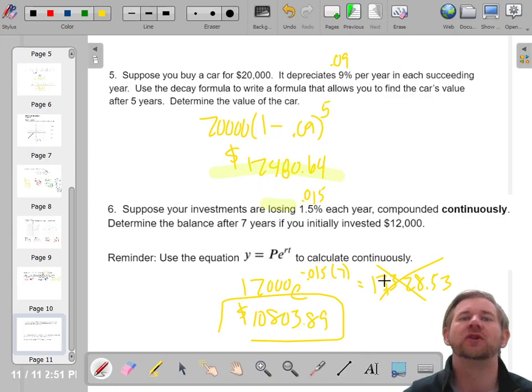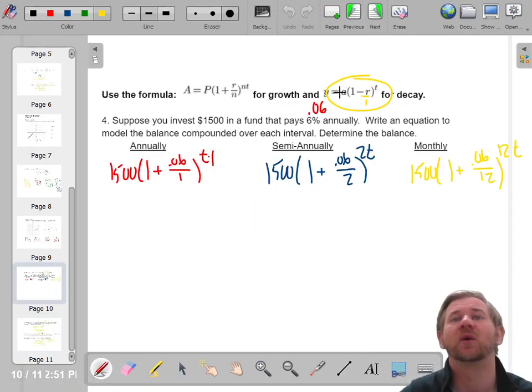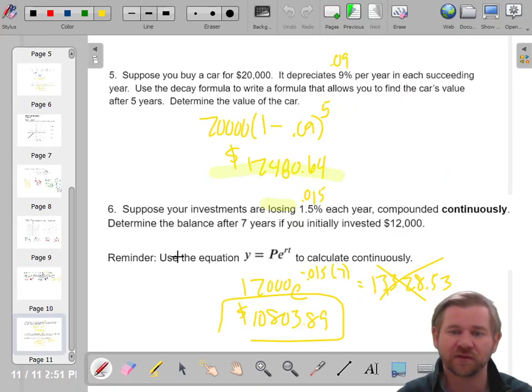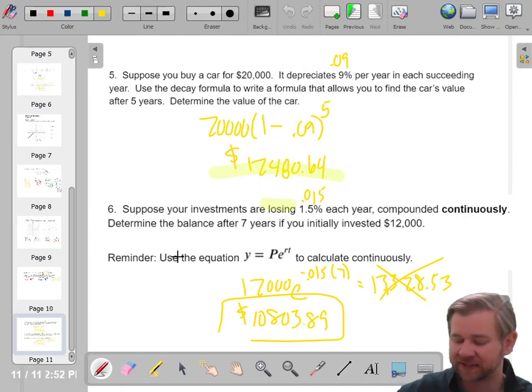Okay. So I will give you the formulas. You can use either this guy or this guy for growth and decay. And then if it's continuous, you use P e to the rt. I'll give you the formulas, but you need to know how to plug them in, and you need to know how to use your calculator. So that's it for the quiz.